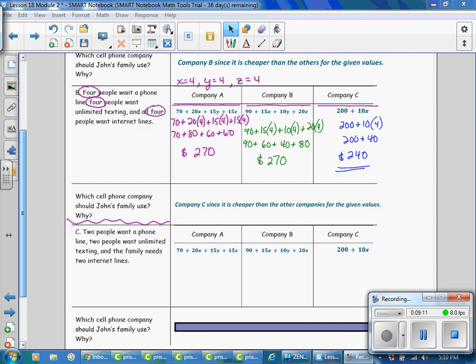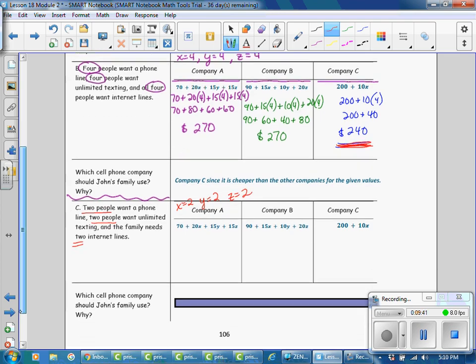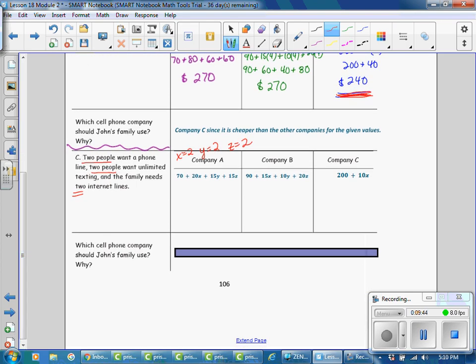And you can see that in this case, Company C is the better value, although it seemed more expensive at first. Pause the video and complete the process for situation C. Two people want the phone line, so X is equal to 2. Two people want texting, so Y is equal to 2. And the family needs two internet lines, so Z is equal to 2. Complete the cost for company A, B, and C, and see which company John's family should use. Resume the video when you're ready to check your answer.